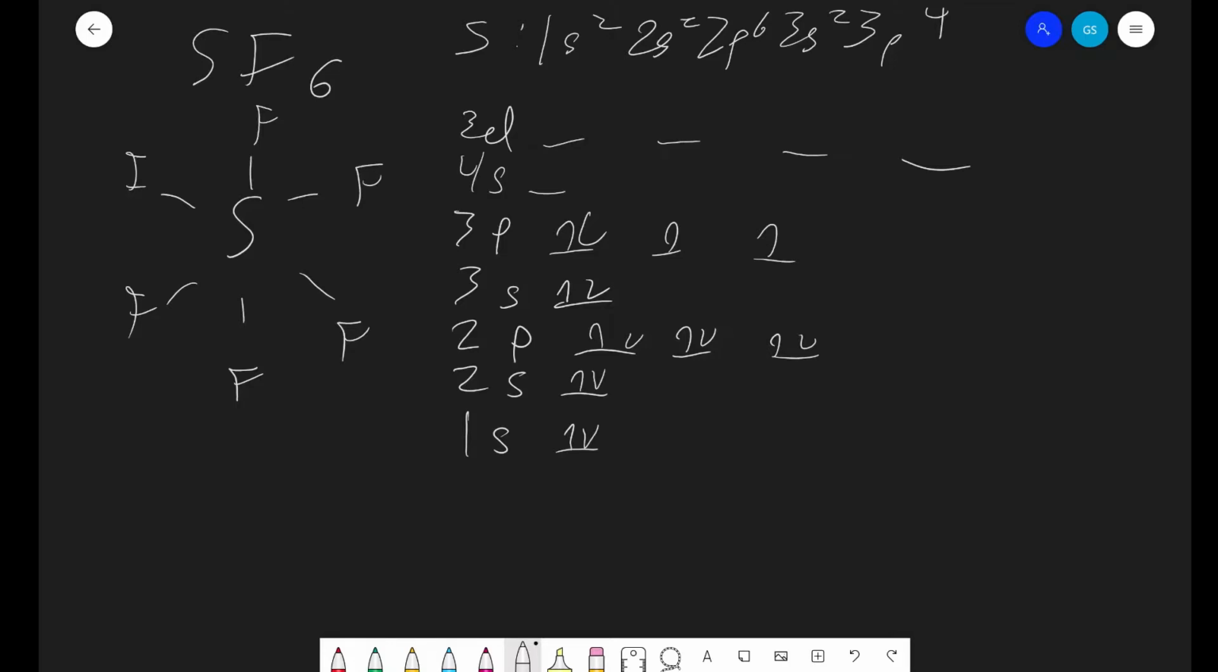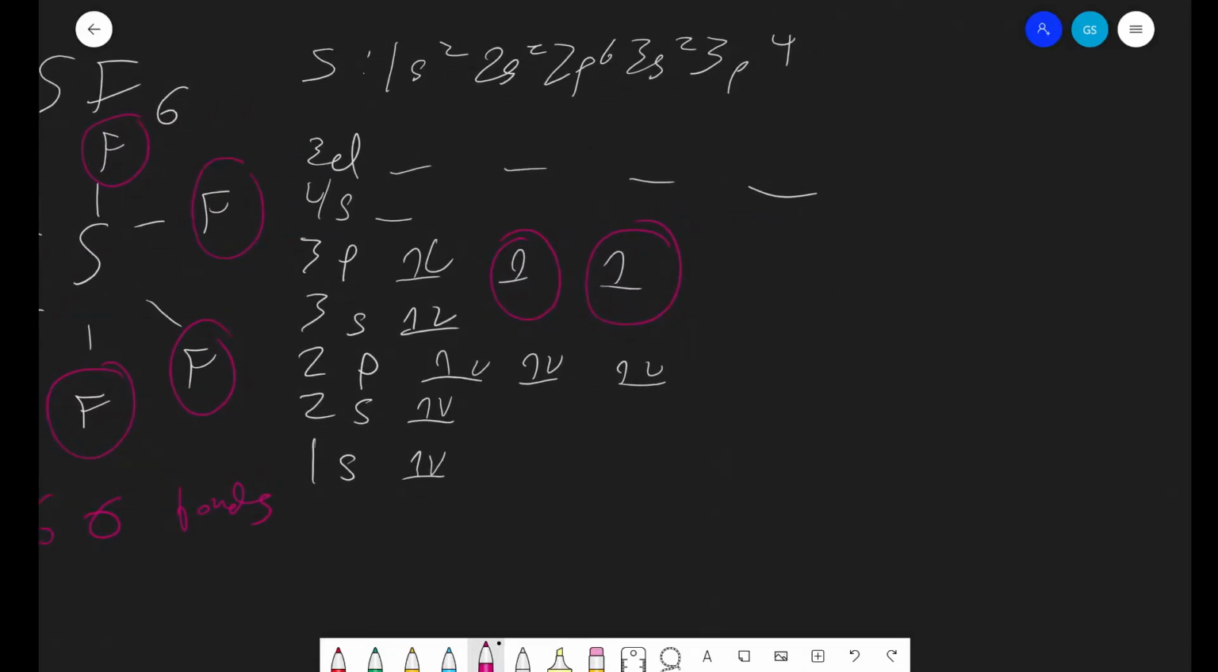All right. So we see that these fluorines here are making about, and I'll circle them in pink, 6 bonds, 6 sigma bonds. And how many vacancies does sulfur have? Only 2. So what's going to happen here is we're basically going to do a lot of promotion. So the way this promotion is going to look is this.